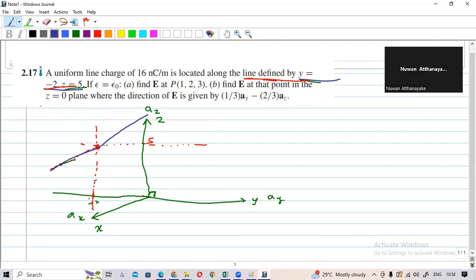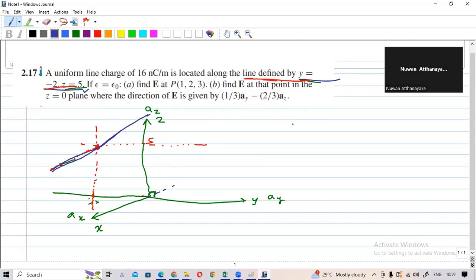So this z-y plane point is moving along the x direction, and we will have a line charge like this with infinite length along the x-axis. In other words, this line charge is parallel to the x-axis. That is very important. If you understand this scenario, then the solution is very easy.